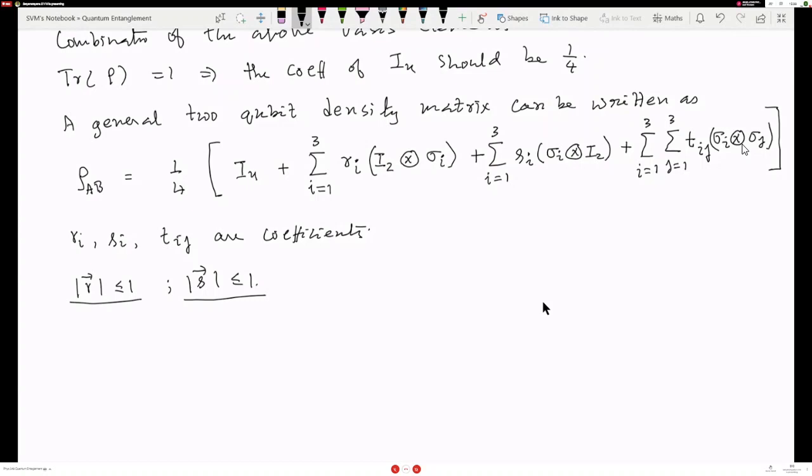Now suppose you have a state. Let's say Tij is equal to 0 for all i, j, that means this last term is not there. This implies your rho AB is a product state. Product state means separable state.